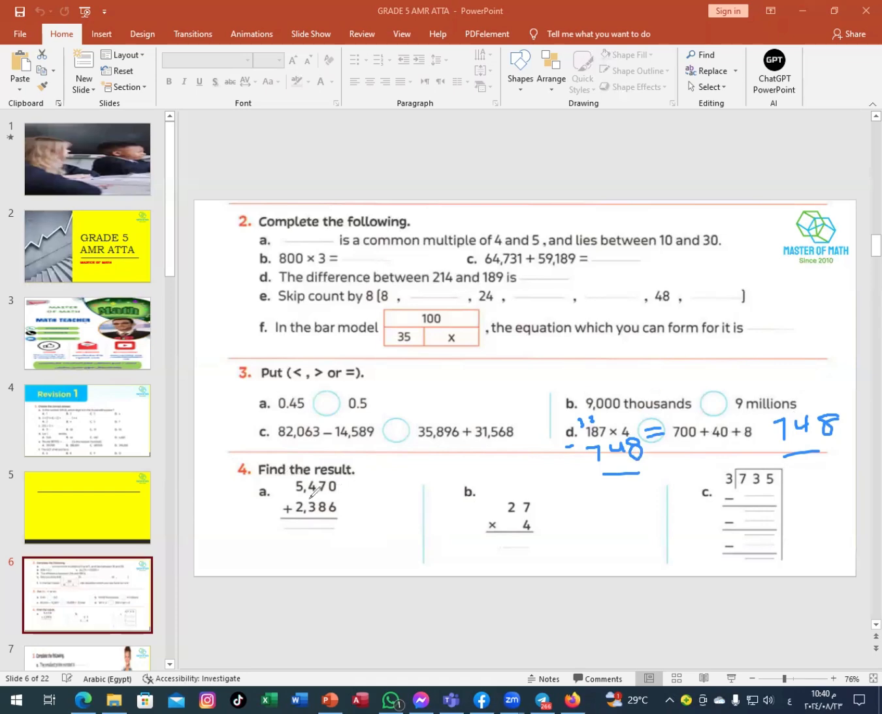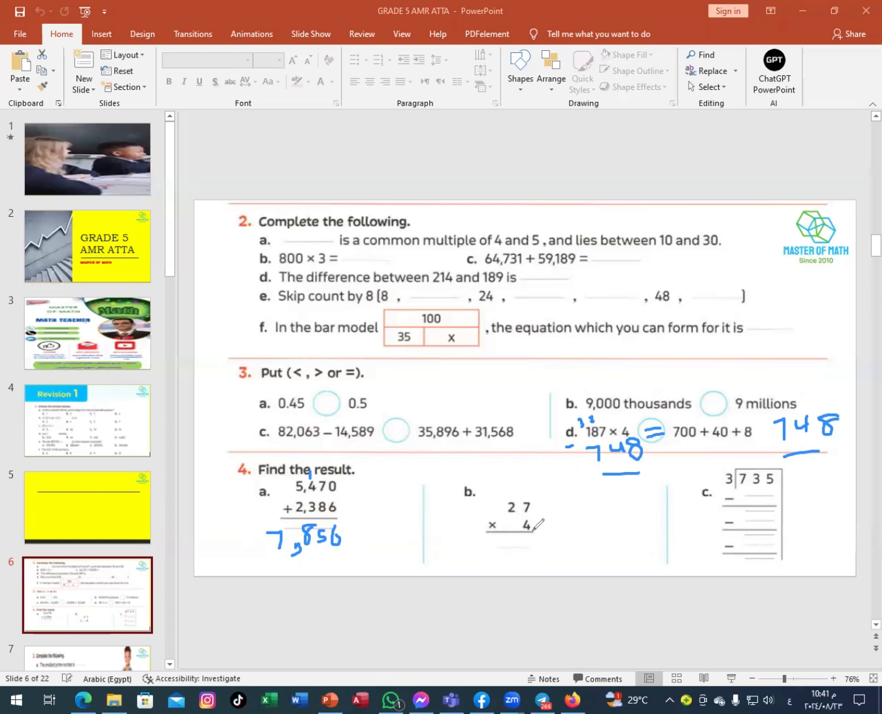Find the result. 5,470 plus 2,386. 0 plus 6 equals 6. 7 plus 8: I put 8 in my mind and 7 on my fingers to become 15. I write only 5 and 1 over. 4 becomes 5. 5 plus 3 equal 8. The comma, don't forget the comma. 5 plus 2 equal 7.